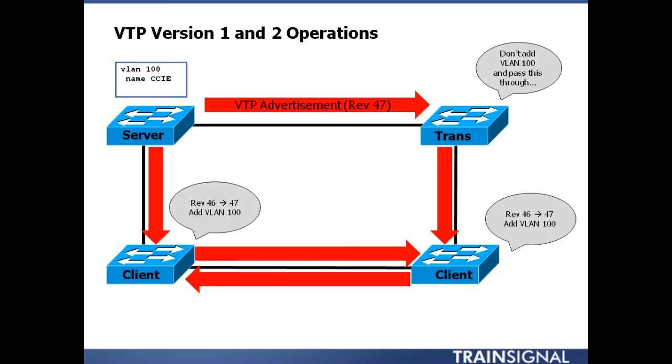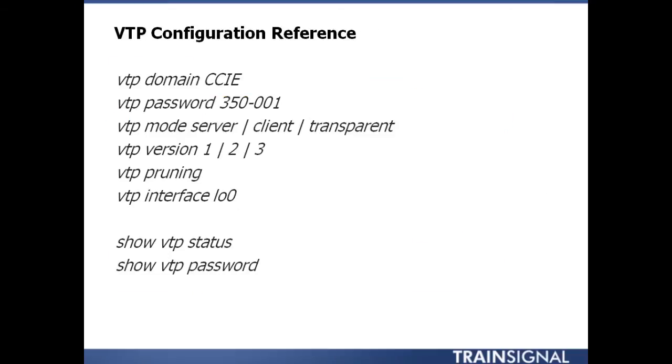We'll take a quick look at some configuration. These are all the main commands you need to know. So first you want to set the VTP domain on all your switches. We can protect things with a VTP password, so every switch would need to have the same VTP password in order to participate. We set our mode. By default we're in server mode, so VTP mode server or client or transparent. We can set our version number.